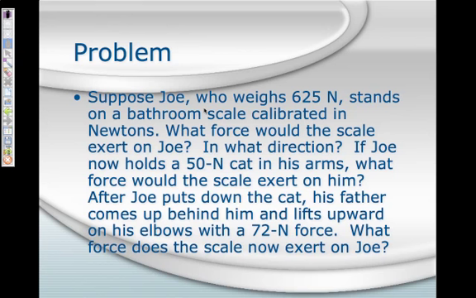If Joe now holds a 50 Newton cat in his arms, what force would the scale exert on him? 675. If Joe puts down the cat and his father comes up behind him and lifts upward on his elbows with a 72 Newton force, what force does the scale now exert on Joe? 553. You just subtract 72. Does that make sense, those questions?